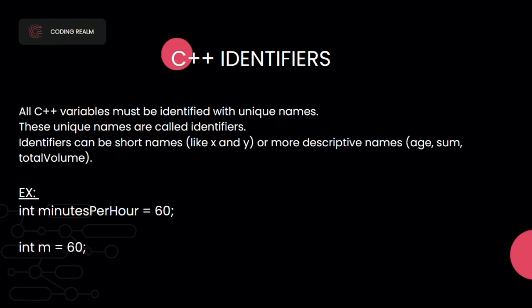In this example, I need to put a value for a variable called minute per hours. In the first example, I used a more descriptive identifier: minute per hours equal 16. In the second example, I give it a short name, m. It means minute is equal to 16. It's the same, but it's your choice to choose a variable name.